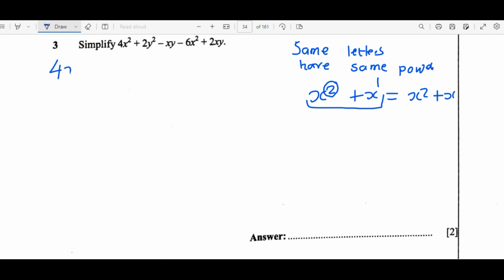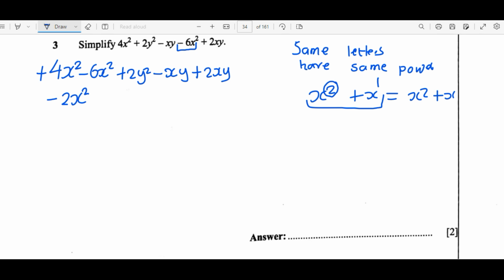So we have 4x squared. We need another variable of x raised to the power 2, so this one here. This will give us negative 6x squared. Then we move on to plus 2y squared. This one has no like term. Negative xy plus 2xy. So what you do here, we have positive 4x squared minus 6x squared. So we are going to subtract.